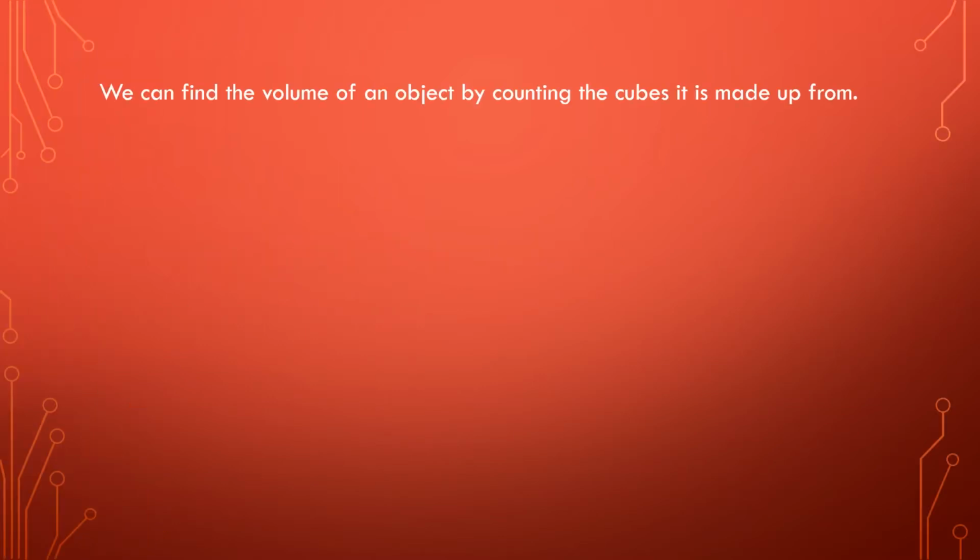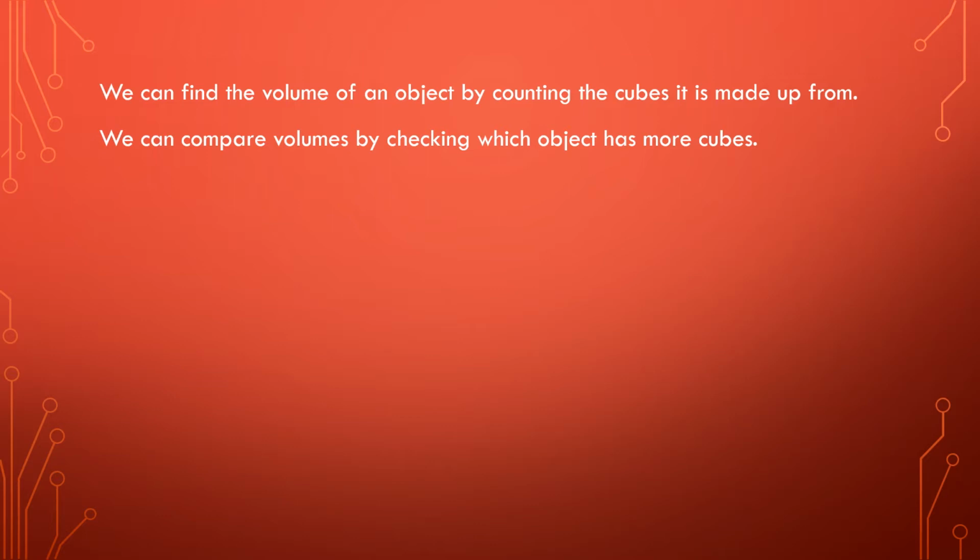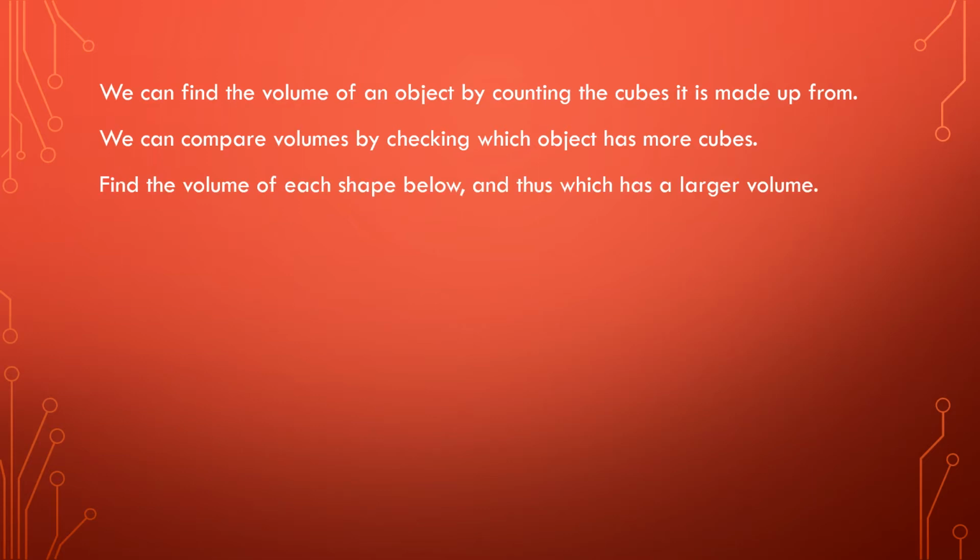So we can find the volume of an object by counting how many cubes that object is made up of. Once we've done that, we can check and compare volumes. So if we've got two objects, we can see which one has more things in it, and we can say which one's smaller, which one's larger. While we're doing these, we are going to take each of these cubes to be 1 cubic centimeter, and we write that as 1 cm with a little 3 next to it. So that's our cubic centimeter, just that little cube that's there.